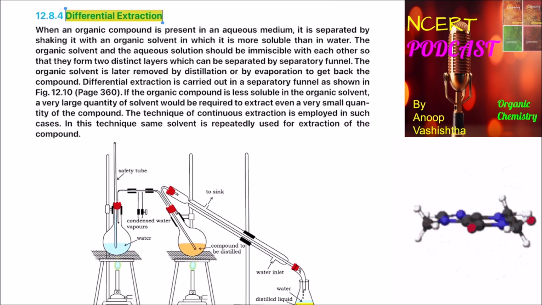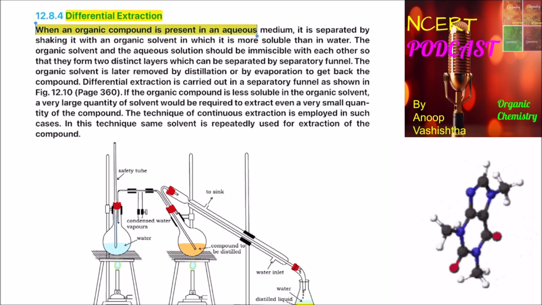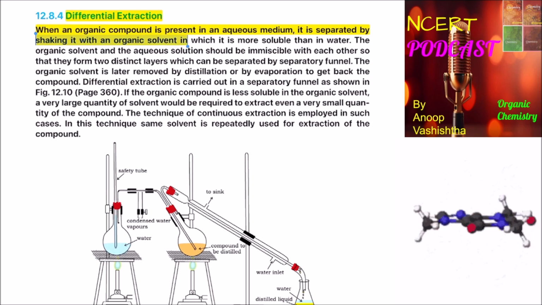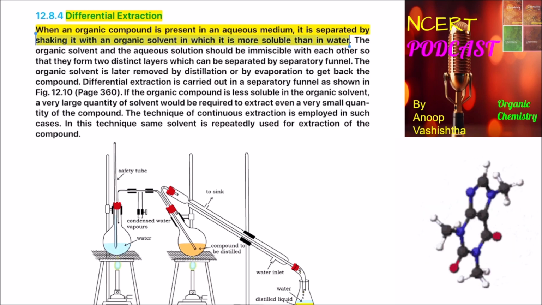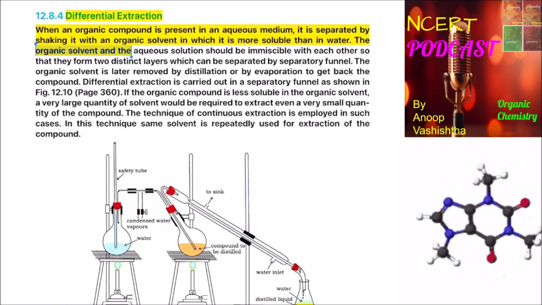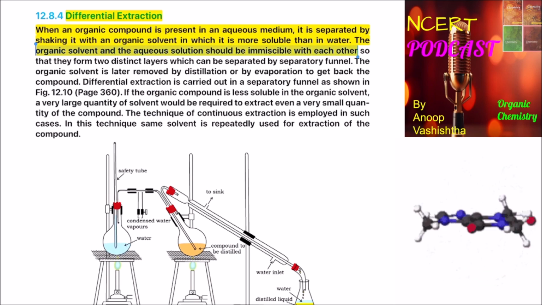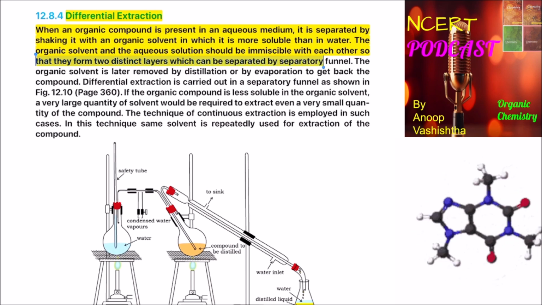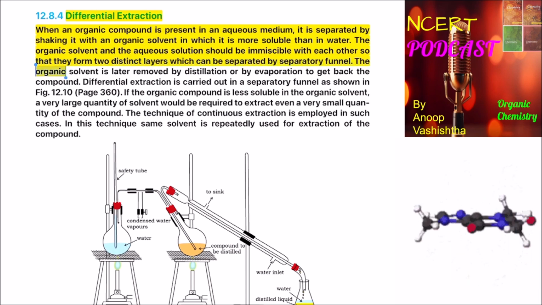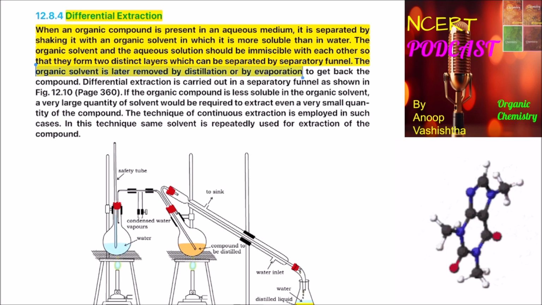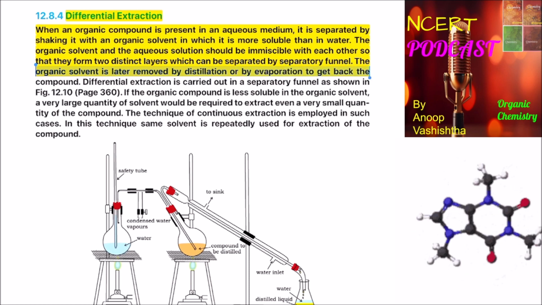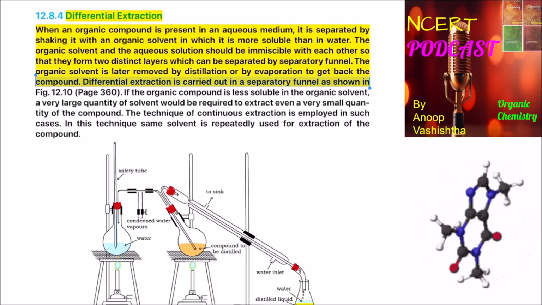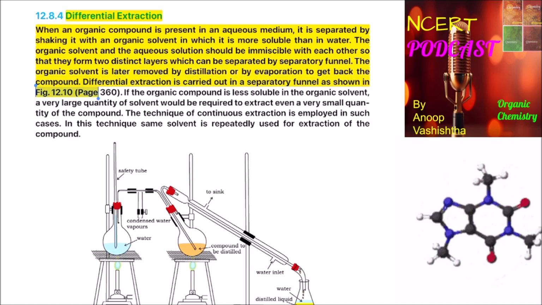Differential extraction. When an organic compound is present in an aqueous medium, it is separated by shaking it with an organic solvent in which it is more soluble than in water. The organic solvent and the aqueous solution should be immiscible with each other so that they form two distinct layers which can be separated by separatory funnel. The organic solvent is later removed by distillation or by evaporation to get back the compound. Differential extraction is carried out in a separatory funnel as shown in figure 12.10, page 360.